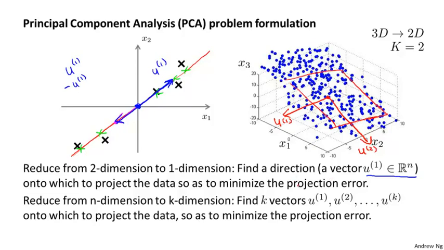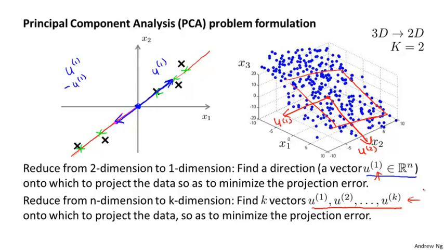For those of you that are familiar with linear algebra, for those of you that are really experts in linear algebra, the formal definition of this is that we're going to find a set of vectors, u1, u2, maybe up to uk, and project the data onto the linear subspace spanned by this set of k vectors. But if you're not familiar with linear algebra, just think of it as finding k directions instead of just one direction onto which to project the data. So we're finding a k-dimensional surface, really a 2D plane in this case, shown in this figure, where we can define the position of a point in the plane using k directions. And that's why for PCA we want to find k vectors onto which to project the data.